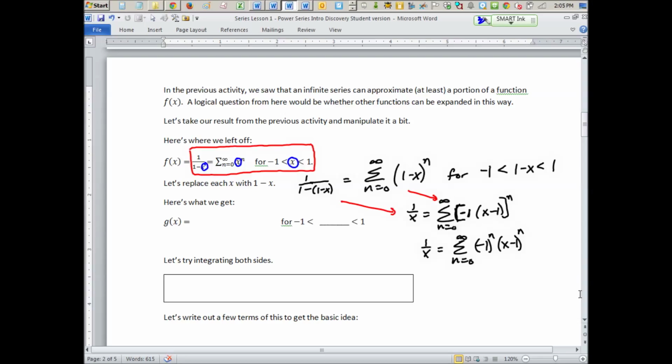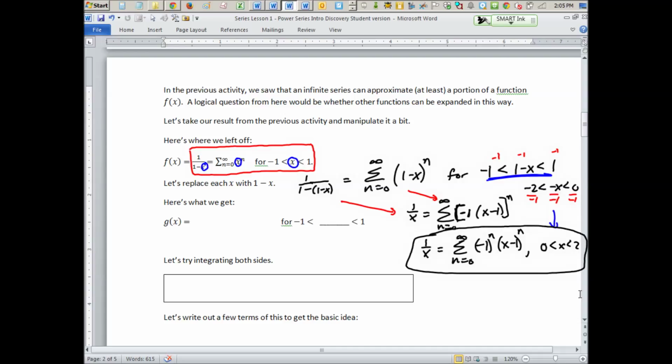Let's talk about this part over here. Let's take away 1 here, here, and here, and we get this statement. Negative 2 is less than negative x is less than 0. If we divide by negative 1, here, here, here, what do we get? We get 0 is less than x is less than 2. Notice the inequality flipped around.